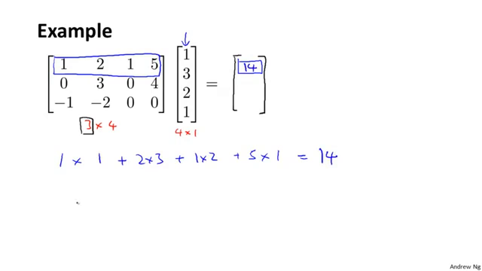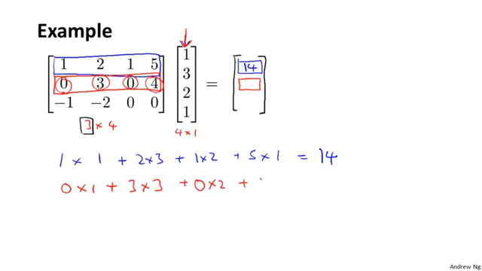And then for the second element, I'm going to take this row now and multiply it with this vector. So I start with 0 times 1 plus 3 times 3 plus 0 times 2 plus 4 times 1, which is equal to, let's see, 9 plus 4, which is 13.